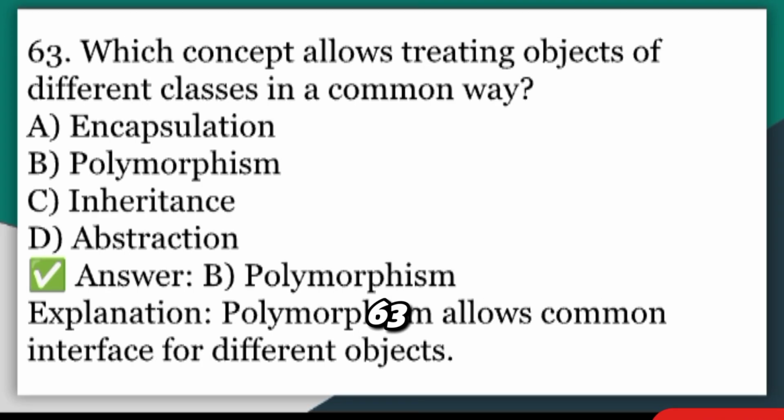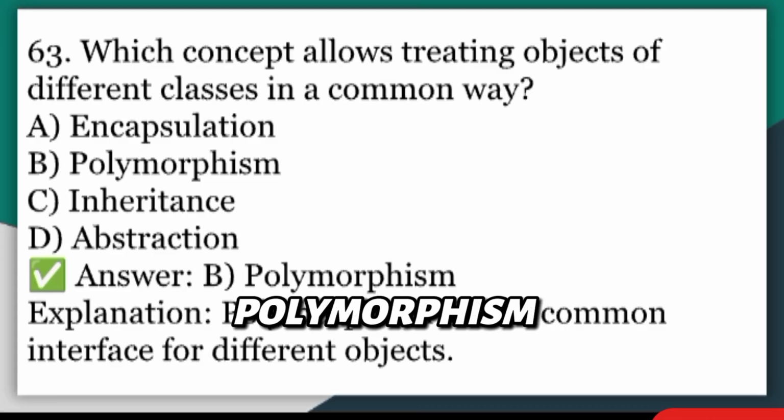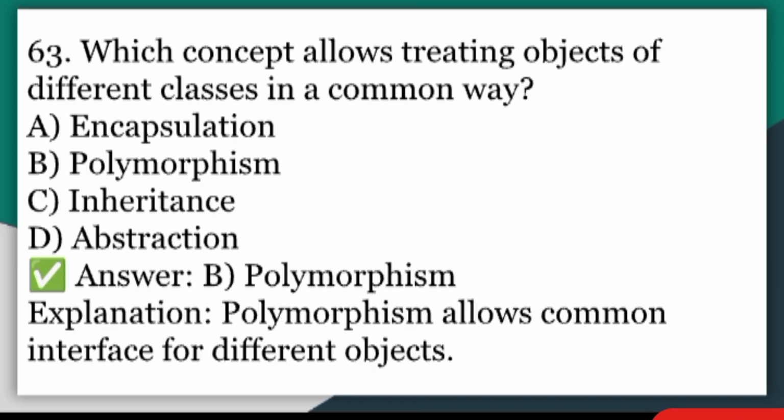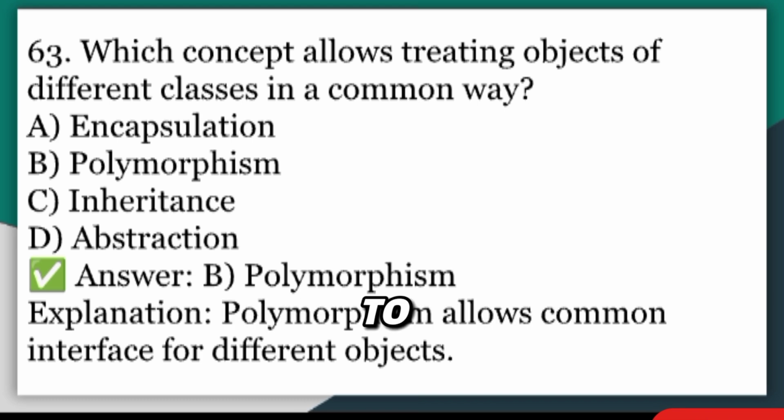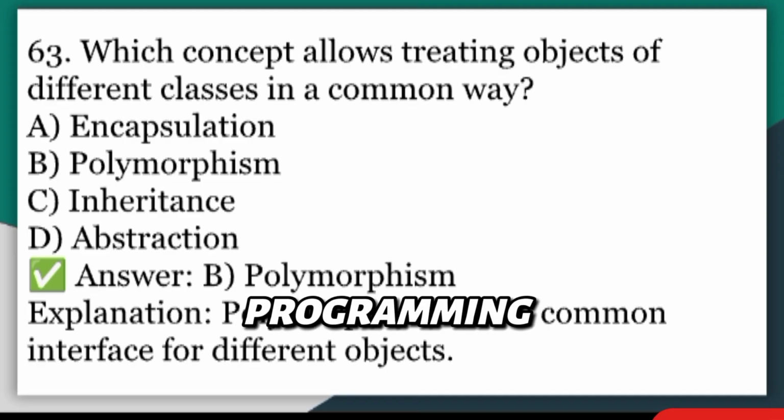Question number 63. Which concept allows treating objects of different classes in a common way? So the right option is B. Polymorphism. Explanation: polymorphism allows a common interface for different objects. In object-oriented programming, polymorphism means many forms. It allows us to use a common interface while objects of different classes provide their own specific implementation. This makes it possible to treat different class objects in the same way, which increases flexibility and reusability of code. So this is the concept of polymorphism in object-oriented programming.